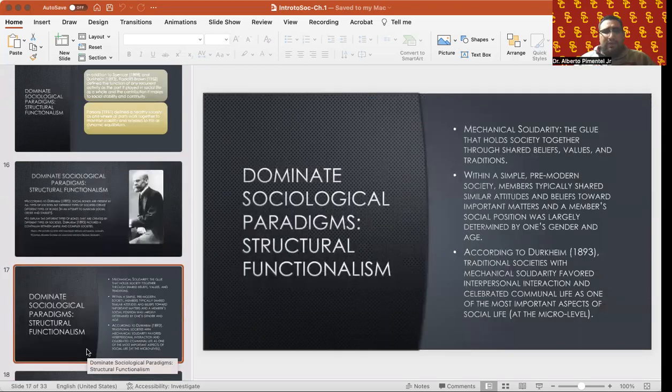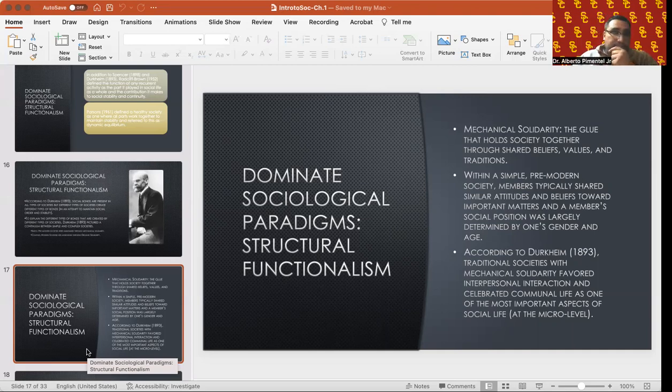Well, when we think about mechanical solidarity, think about the glue that holds society together through shared beliefs, values, and traditions. This is the idea that we have emotional bonds to one another. And these emotional bonds shape our attitudes and our beliefs. These emotional bonds make us committed to one another and make us committed to the idea that we as a group have to survive. That your survival is largely contingent on my ability to perform my assigned tasks.